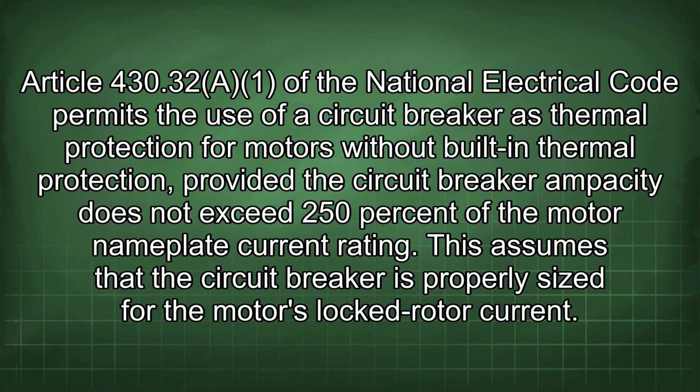Article 430.32(a) of the National Electrical Code permits the use of a circuit breaker as thermal protection for motors with built-in thermal protection, provided the circuit breaker ampacity does not exceed 250% of the motor nameplate current rating. This assumes that the circuit breaker is properly sized for the motor's locked rotor current.